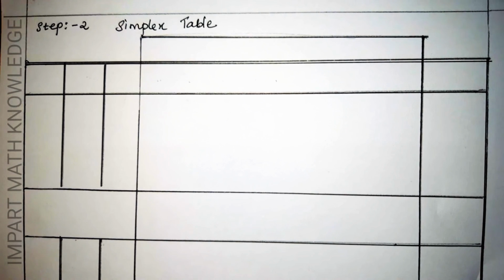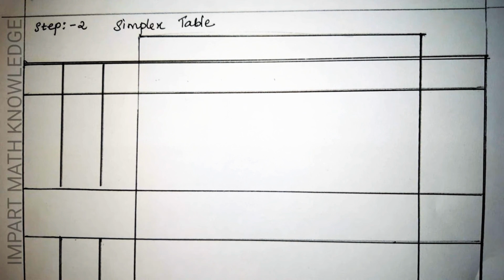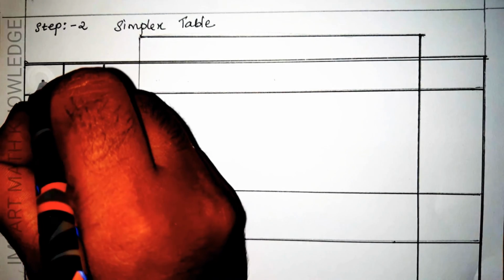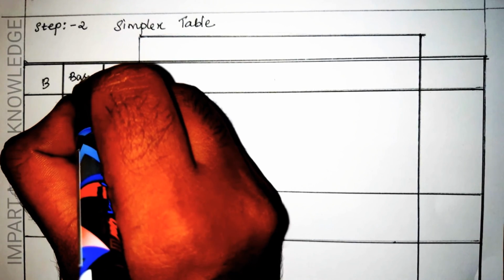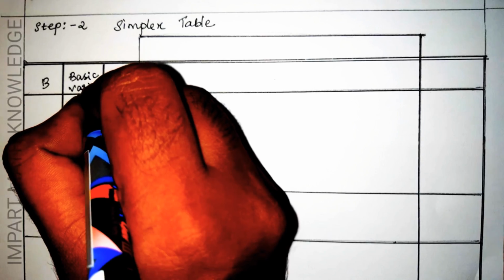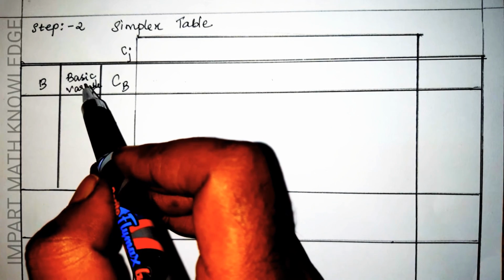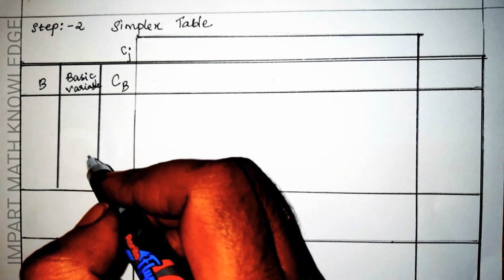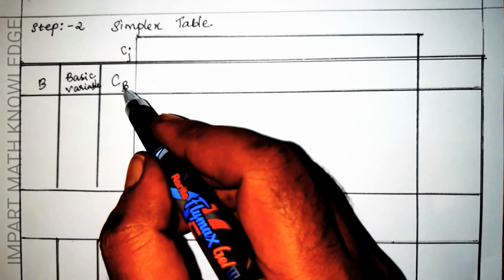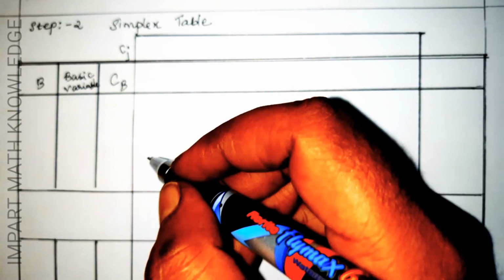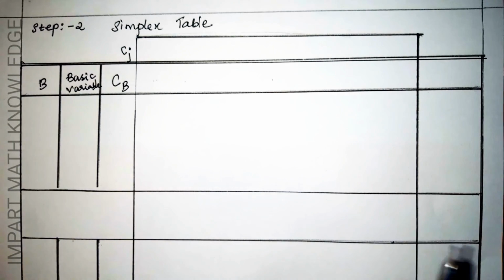Step 2 is to find the optimum value using the simplex table. The first column is B, the right hand side values. Here you have to write the basic variables. The next one is the cost you have to write, and here this is Cj. Cj is nothing but the coefficient of the objective function.